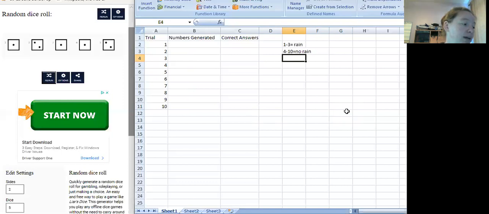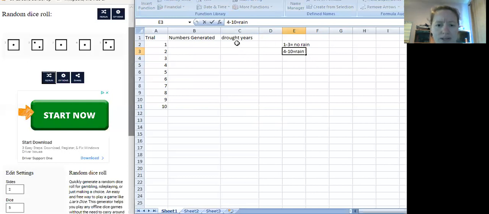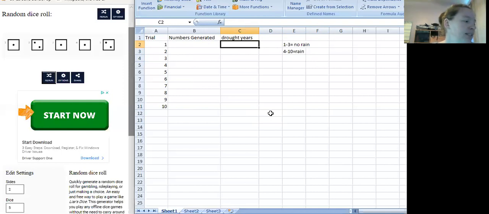Suppose that Deshauna used the model described in exercise 1 and got the results shown in this table. So, oh, I'm sorry. I messed that up. So 1 through 3 is no rain. 4 through 10 is rain. We're looking for when there's a drought, not when there isn't a drought. Oops. Let's look at the numbers that she has. 10, 3, 5, 1. So how many numbers do I have between 1 and 3? 2.